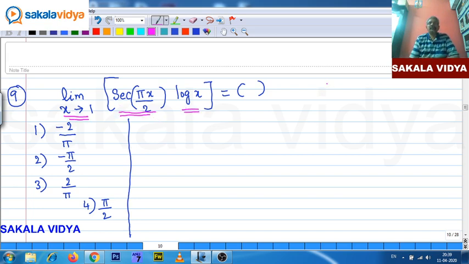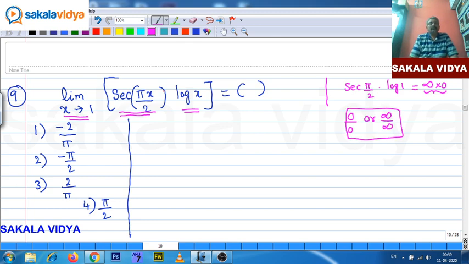So, if you substitute the limit, what will happen? Let us see. If you substitute the limit, sec pi by 2 into log 1. Sec pi by 2 is not defined, this will be infinity into 0, it is an indeterminate form. If it is in the form of infinity into 0, we cannot use L'Hospital's rule. In order to apply L'Hospital's rule, it should be 0 by 0 form or infinity by infinity form, then we can apply. So, that means now this we need to change.